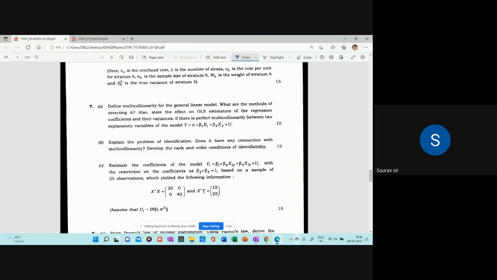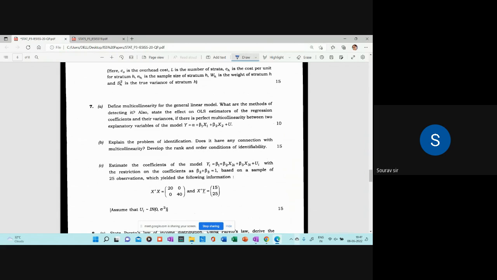So we need to first define what multicollinearity is. Basically, in a p covariate model, when the covariates are not independent, they are dependent, that is known as multicollinearity. In the context of multiple linear regression, multicollinearity is an important problem, which arises everywhere in real life.